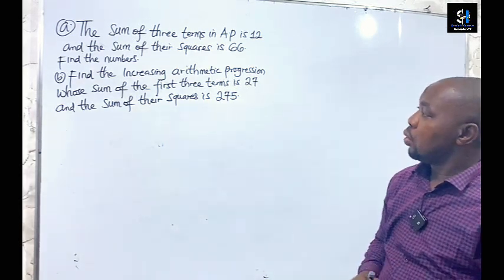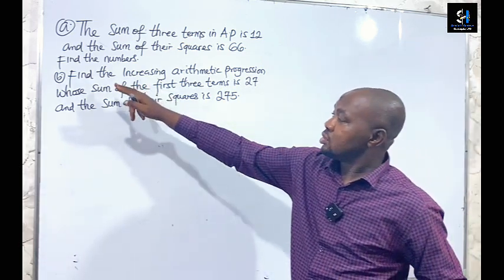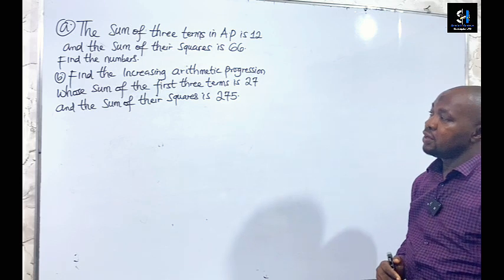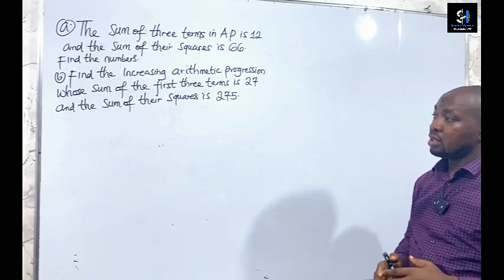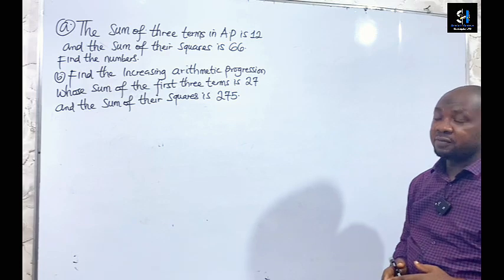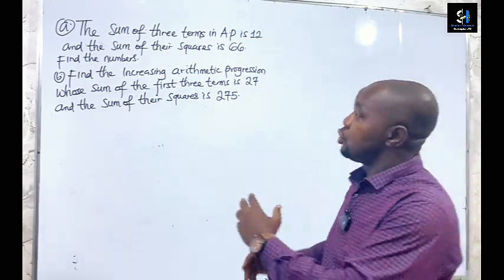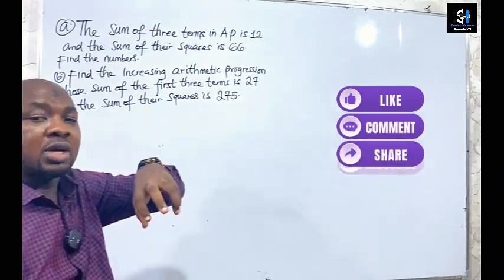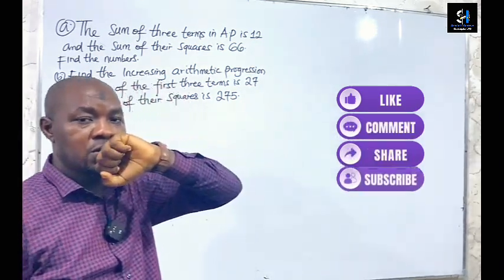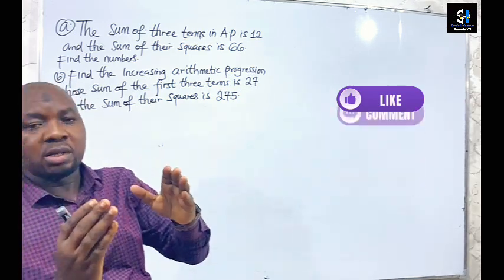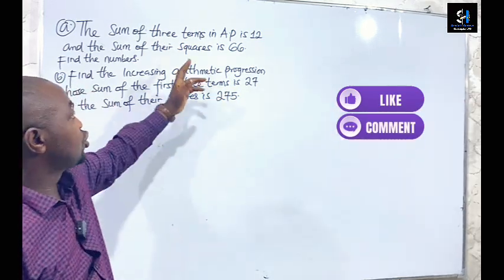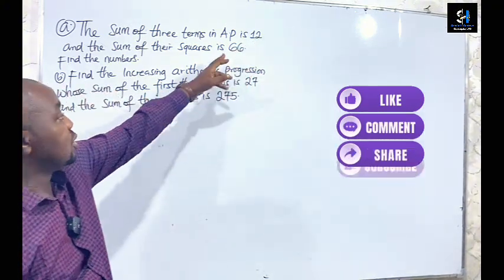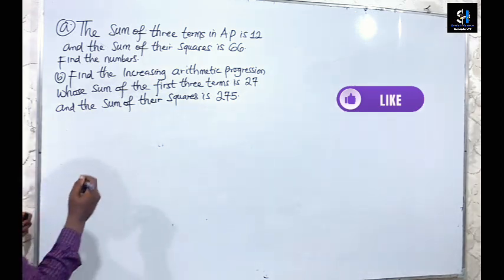Then for part B, our task is to find the increasing arithmetic progression whose sum of the first three terms is 27 and the sum of their squares is 275. So for the first question, we're asked to find three numbers that form an arithmetic progression. These three numbers, when added together, will sum to 12, and the sum of their squares will be 66. Now let's find out.